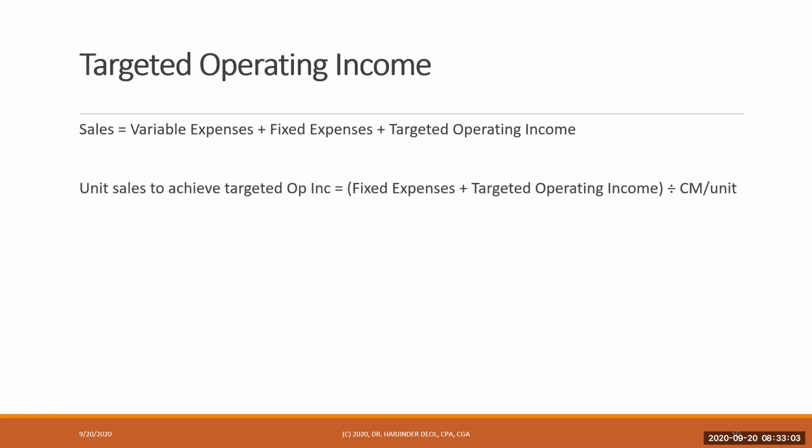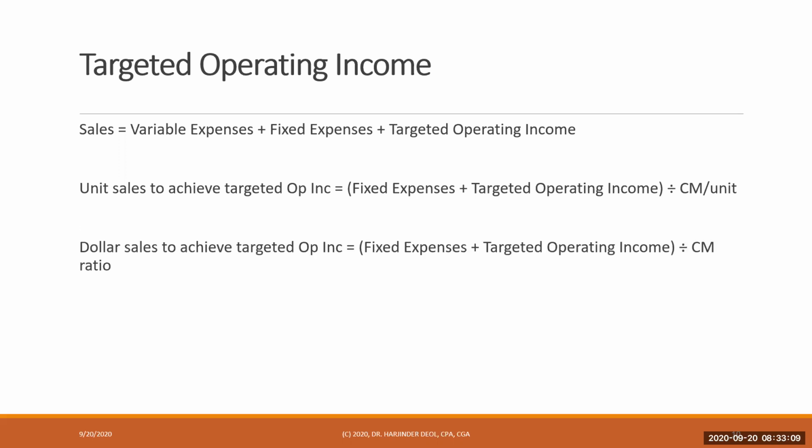Similarly, sometimes you're asked to calculate the sales in dollars to achieve the targeted operating income. And the sales in dollars there are the fixed costs plus the targeted operating income, the sum divided by the contribution margin ratio.